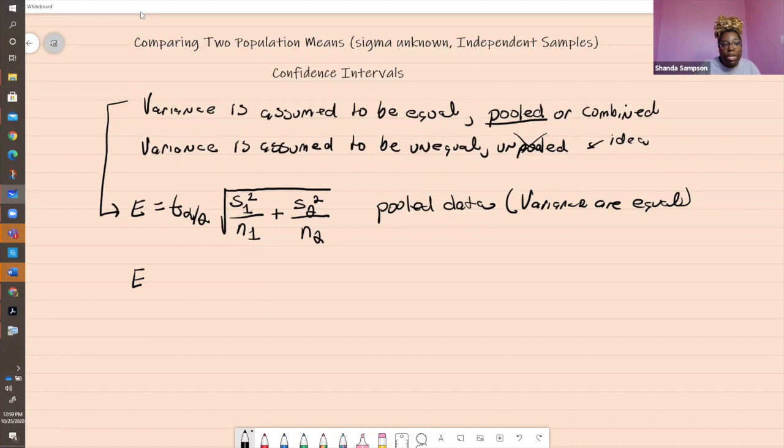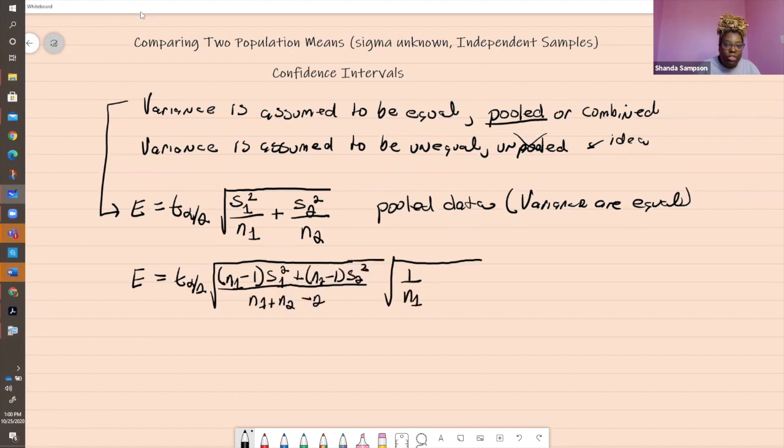The error is much different when you assume that the variance is unequal. Still have t alpha over 2, but this is a long formula, and I will show you this formula when we do a problem, times a whole other square root. So this is when the variances are unequal. Two different errors. So I wanted to point that out before we got started with problems so you would see where they were coming from. All right, so now let's get on with these problems.